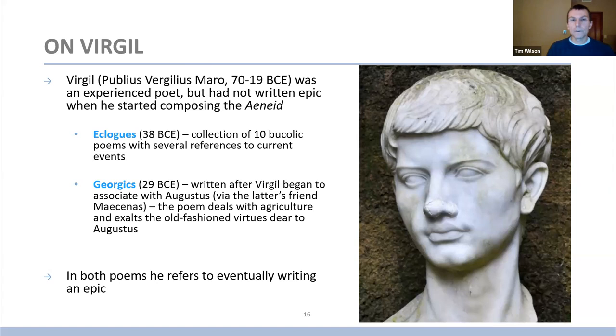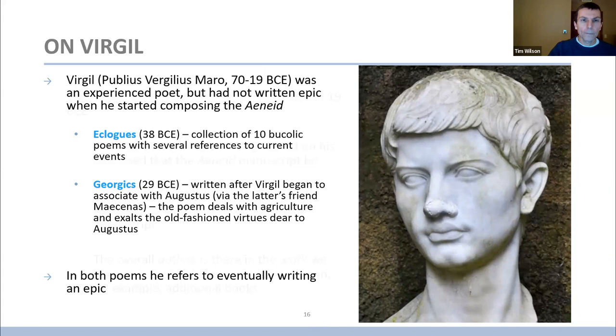They're out on a pastoral landscape, and that separation allows them to provide a critique of the affairs of the political. And then the Georgics, which were written after Virgil began to associate with Augustus, who became emperor after the Battle of Actium. The poem deals with agriculture and exalts the old-fashioned virtues dear to Augustus. We'll talk about that in the next lecture. The Wednesday lecture will talk about the ways of the ancestors that Augustus was trying to bring back.